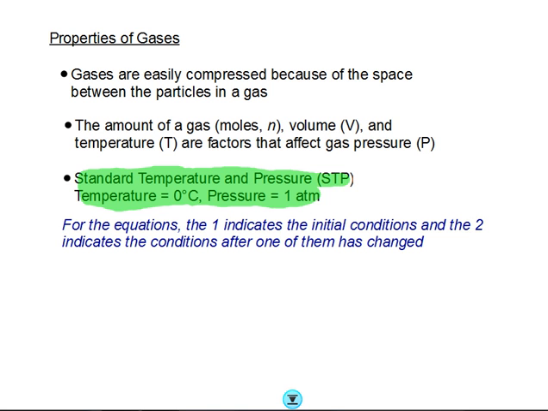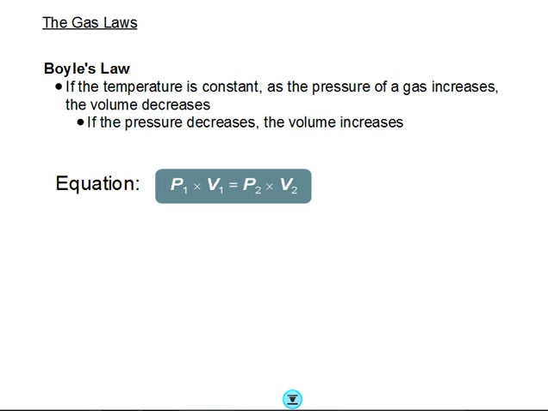Let's take a look at the first gas law we're going to talk about. This is Boyle's Law. Boyle's Law is pretty simple. If you have a constant temperature, it involves the changes of pressure and volume. If you decrease the pressure, the volume is going to increase. And if you increase the pressure, the volume decreases. So it's an indirect relationship.